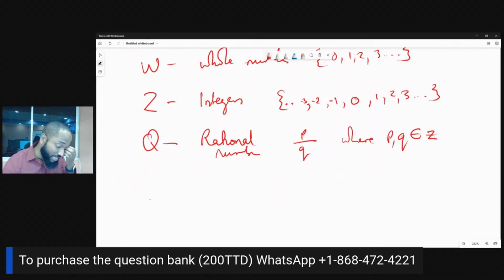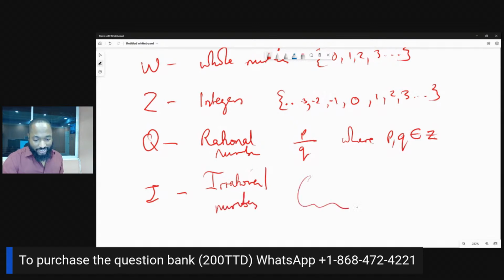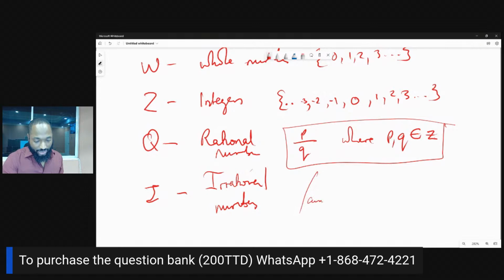Then we're nearly done. You have irrational numbers. So I'll use I. Some people use Q complement, which isn't altogether correct. Irrational numbers cannot be expressed like this. They cannot be rationalized as a single fraction. They are still members of the real number system, but they cannot be expressed like this.